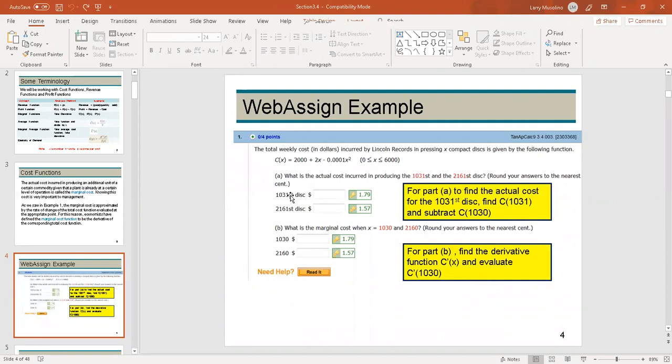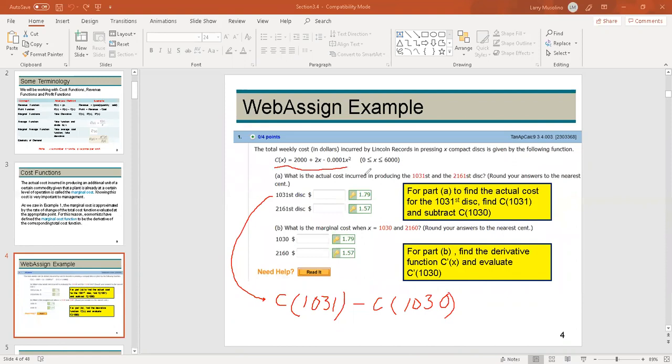So if I want to actually figure out the cost for the 1031st unit, let me make a little note here. If I want to calculate this cost, what I could do is find C of 1031. That's really the cost to produce all 1031 units. And let me subtract the cost to manufacture 1030 units. Well, if I take these two costs and subtract them, that must give me then the cost to manufacture only the 1031st unit.